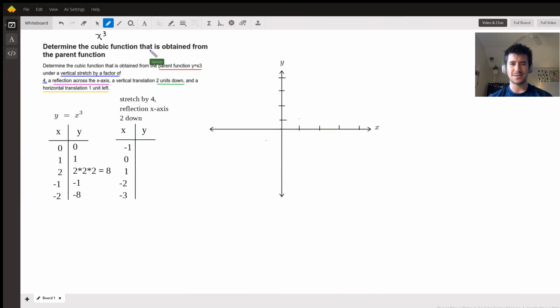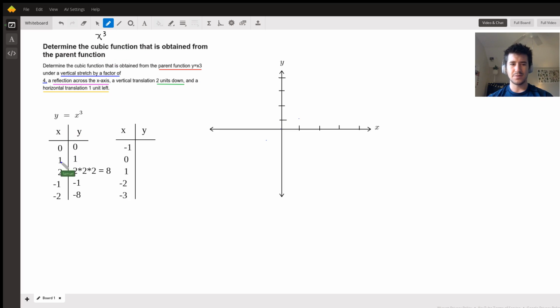Determine the cubic function that is obtained from the parent function under a vertical stretch by a factor of 4, reflection across the x-axis, vertical translation 2 units down, and horizontal translation of 1 unit left. Okay, we got a lot going on, so let's break it down a bit more. First of all, I believe this was supposed to say y equals x to the third, because we need a cubic function that is obtained from a parent function.